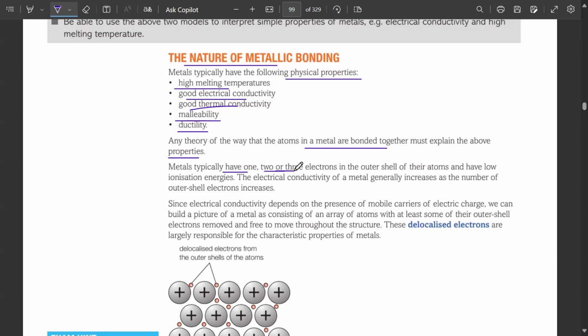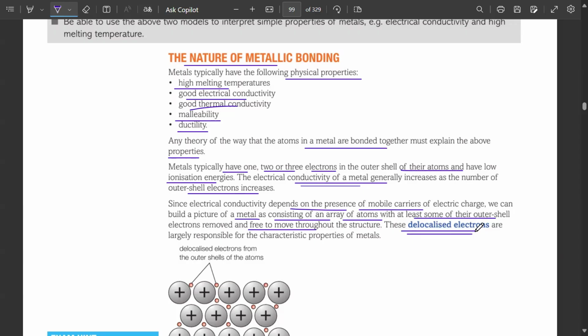Metals typically have 1, 2, or 3 electrons in the outer shell of their atoms, and they have low ionization energies. The electrical conductivity of a metal generally increases as the number of outer shell electrons increases. Since electrical conductivity depends on the presence of mobile carriers of electric charge, we can build a picture of a metal as consisting of an array of atoms with at least some of their outer shell electrons removed and free to move throughout the structure. We call them the delocalized electrons.